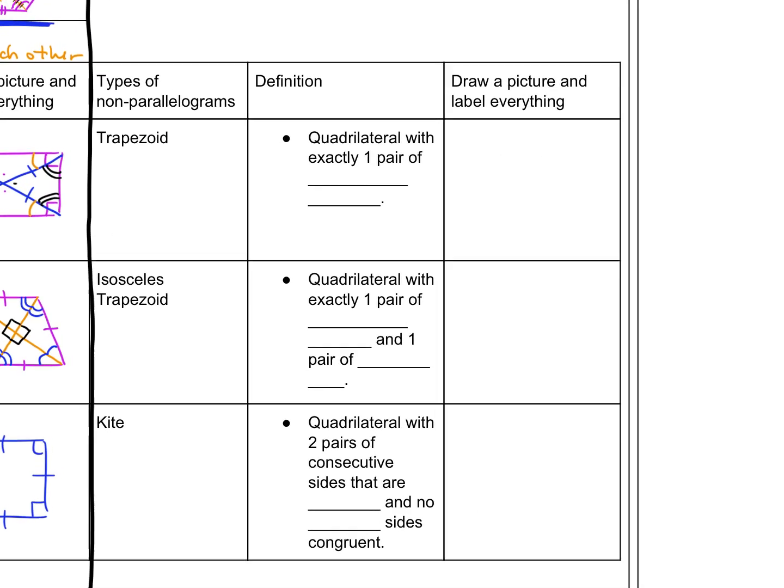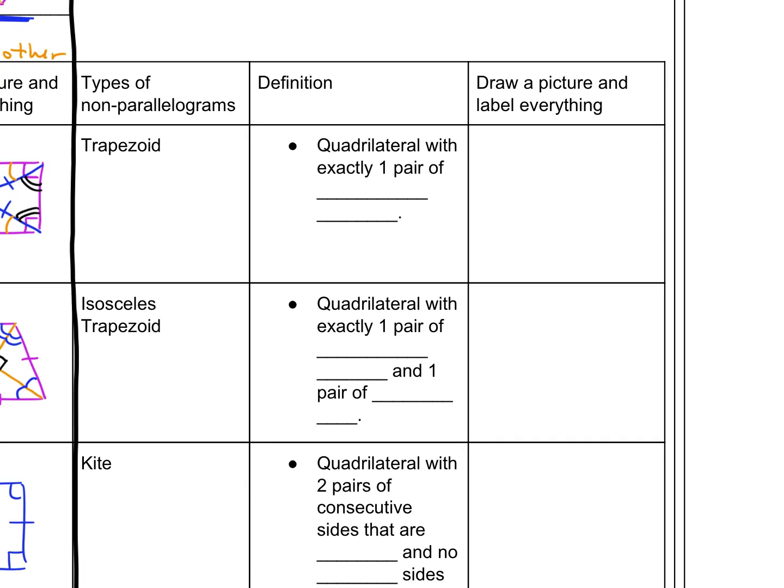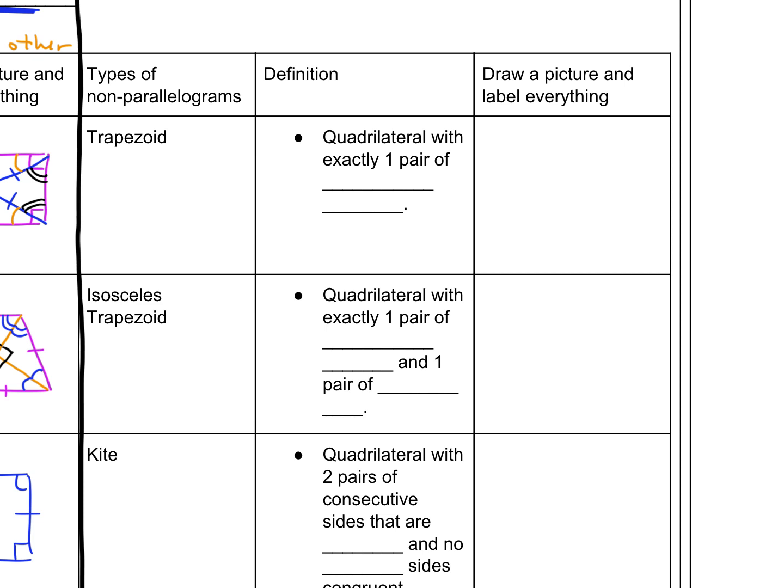Okay, so this is the non-parallelogram side. These are not parallelograms. So a trapezoid, there's not a lot to a trapezoid. It has exactly one pair of what? Parallel sides. Or lines would be fine. So a trapezoid could look something like this, right? One pair of parallels.